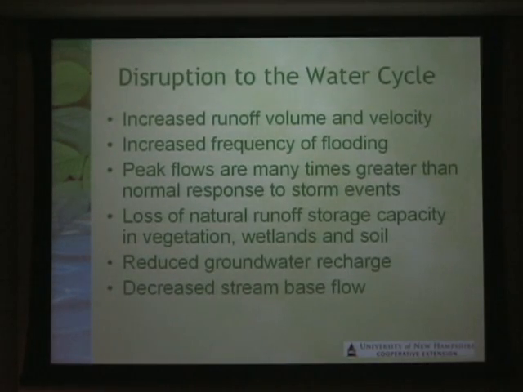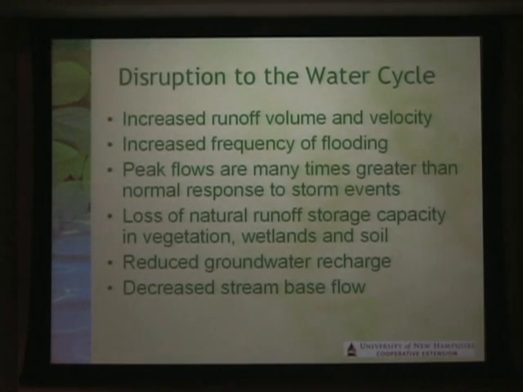We're really disrupting the water cycle, creating an increased amount of velocity and an increased amount of runoff in any given period of time. If you look at peak flow, if you look at staggering flows, it's many times greater. We've lost our natural storage capacity from vegetation, wetlands, and soils, which allowed those areas around the shorelands to act as sponges and to slow things down.